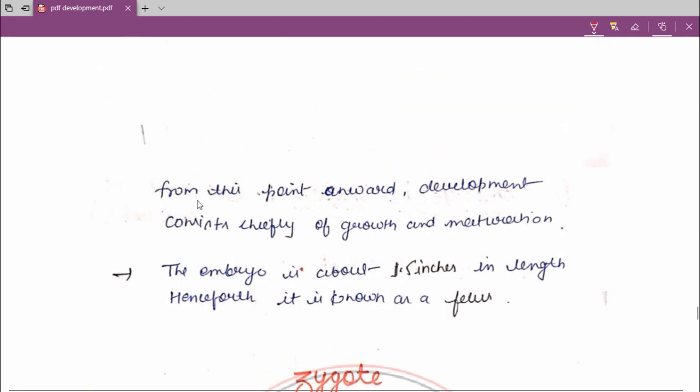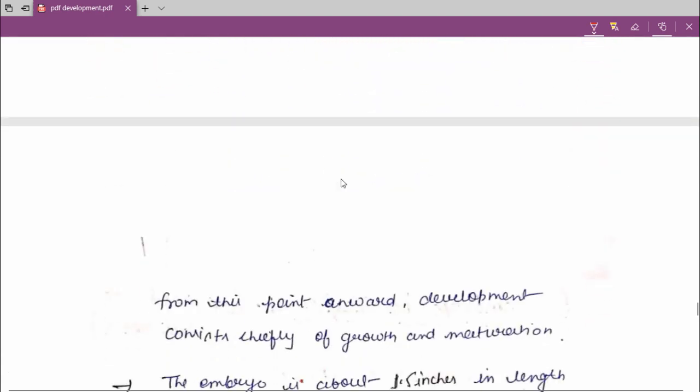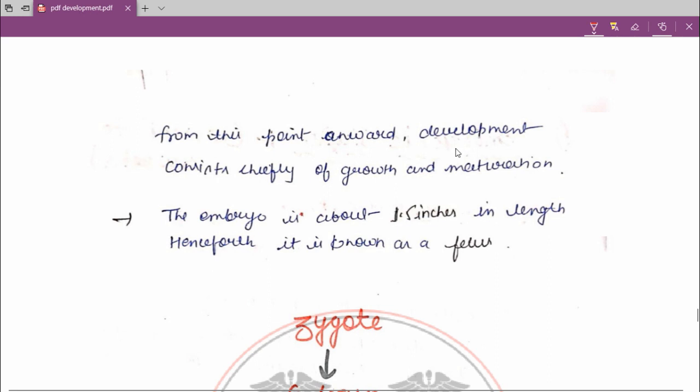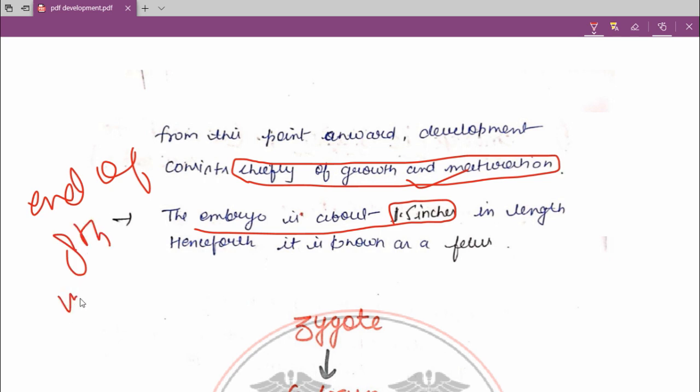okay. Now at the end of 8 weeks, what happens, the facial features were developed, and the embryo somewhat looks like a human, and development consists chiefly of growth and maturation. Okay, and at this stage, the growth and maturation will develop in the embryo, and the embryo is about 1.5 inches. Now at the end of the 8th week, the embryo somewhat looks like a human, and its size is 1.5 inches in length, okay, and henceforth it is known as fetus.